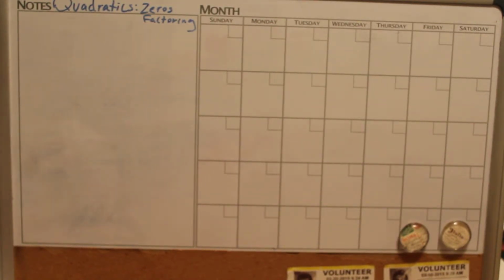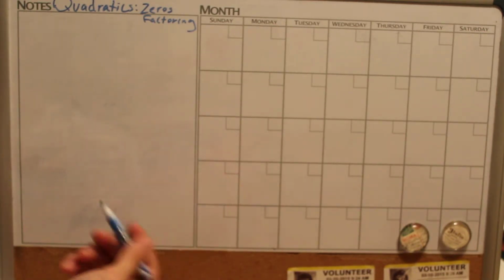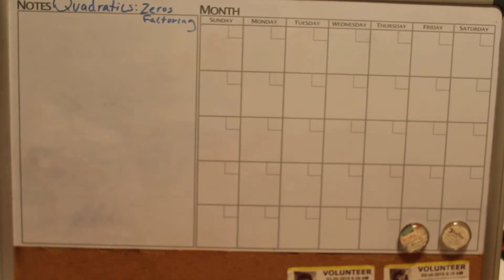Okay, so in this video we're going to review quadratics, the zero factoring, and I'm just going to use a few examples. I'm going to use three equations and show you guys how to correctly find zeros. Zeros can also be called roots, and also zeros are going to be the x-intercept of quadratics.